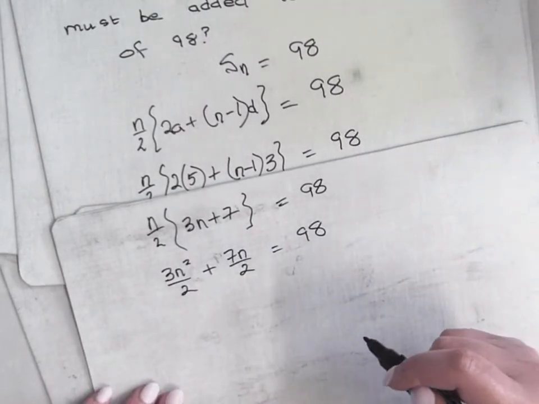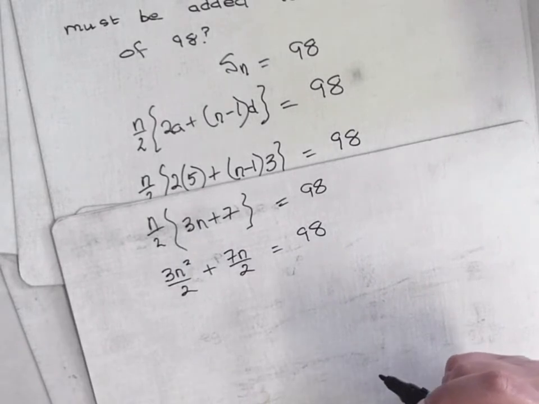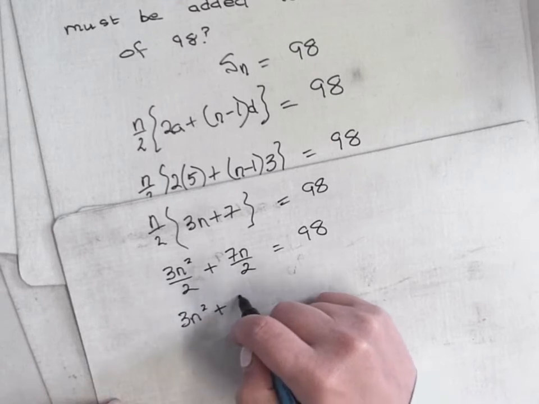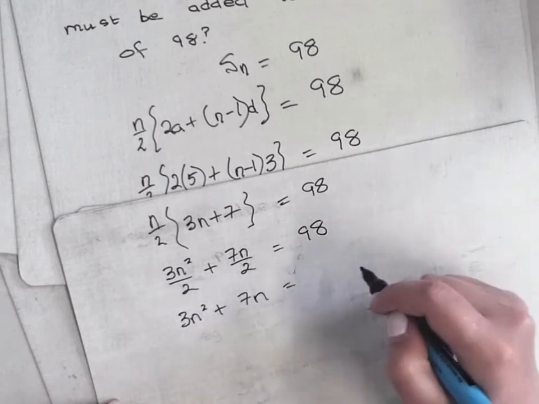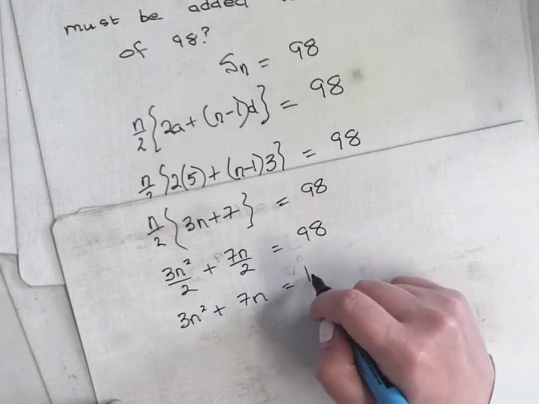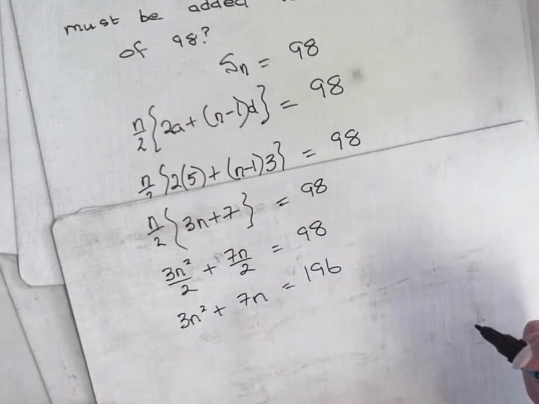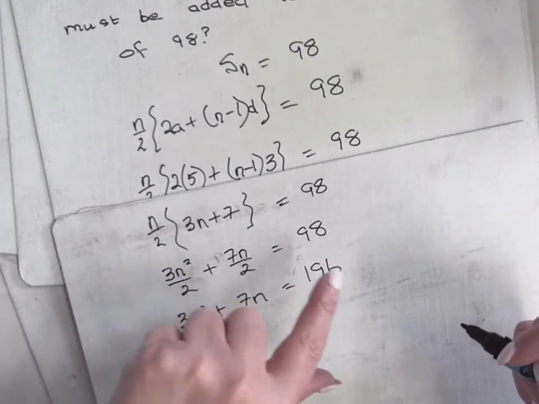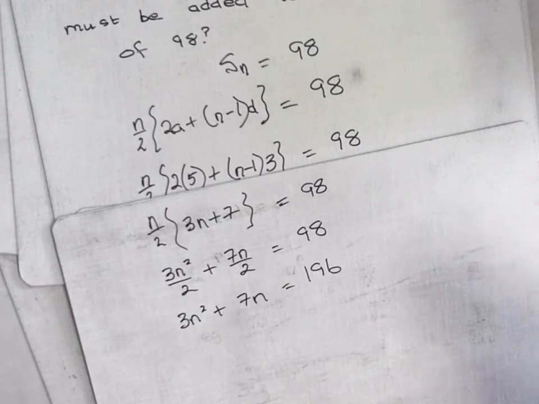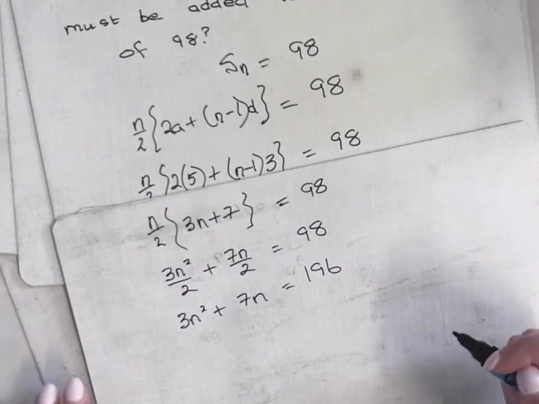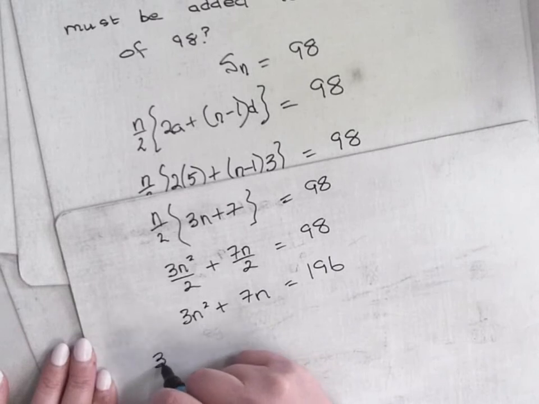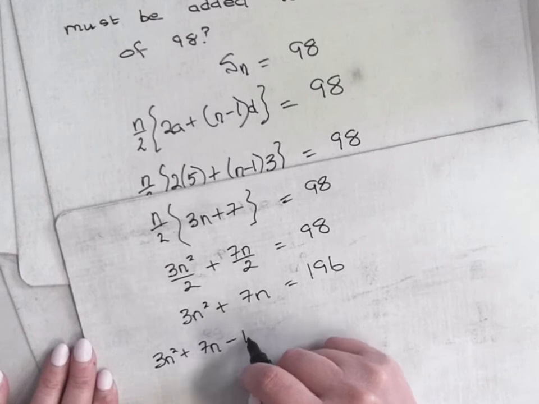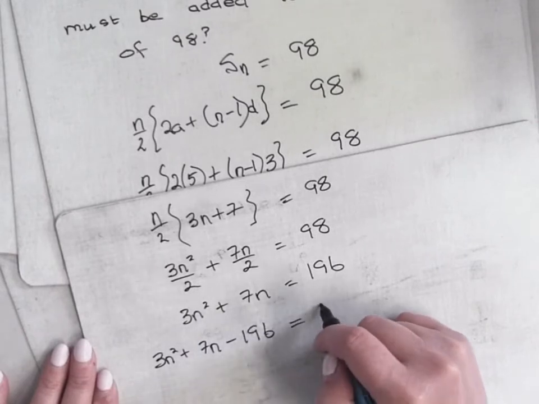Okay, I'm going to get a common denominator, or I'm just going to multiply across by 2, right? So when I do that, I'll get 3n squared plus 7n equals 2 times 98, so 196. Is that okay? So everyone see, I just multiplied everything by 2. Or if you like, get a common denominator and drop it. Right, so then that's 3n squared plus 7n minus 196 equals 0.